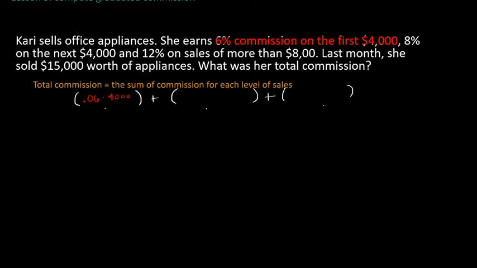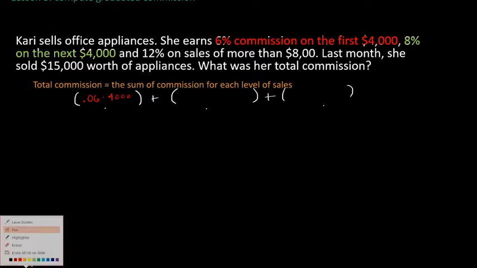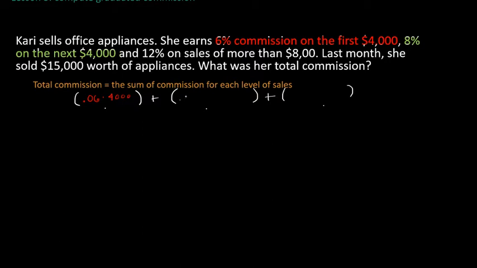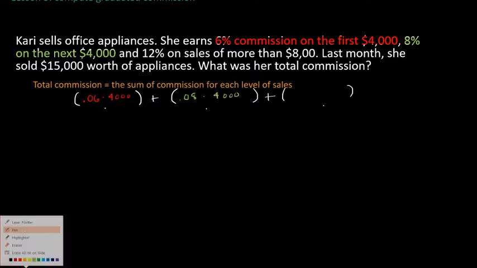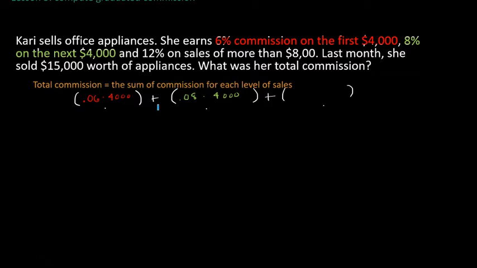Now let's look at the next section. She earns 8% on the next $4,000 in sales. So once again, we'll have our rate, which is 0.08 times the sale amount, $4,000. And finally, our last chunk, which requires a little extra effort, says 12% on sales of more than $8,000. So we also need to know that her grand total was $15,000.